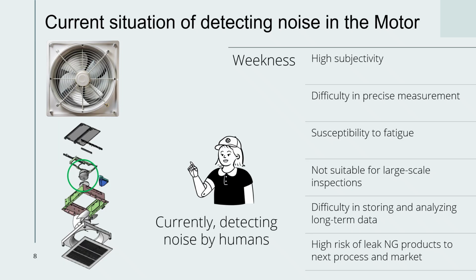Right now, most motor noise inspections are still performed manually by humans, so workers listen directly to the motor and try to judge whether the sound is normal or abnormal. In the past, at my company, an operator listened closely to the motor to detect unusual noise. Although this method is simple, it depends completely on human hearing and experience. However, this approach has several major weaknesses.